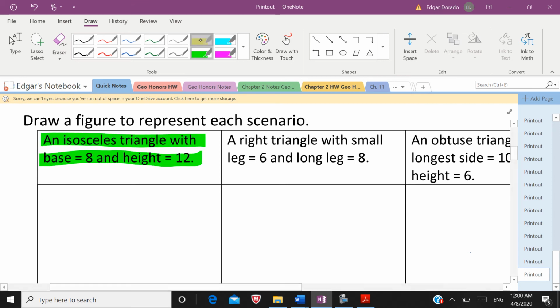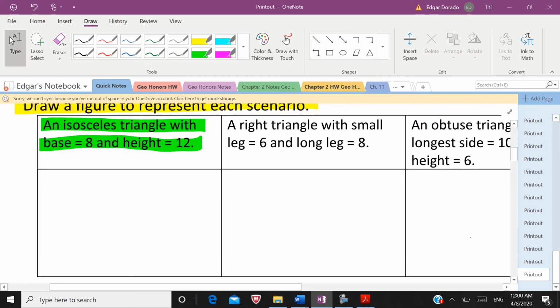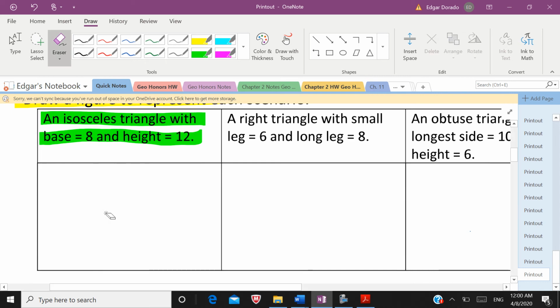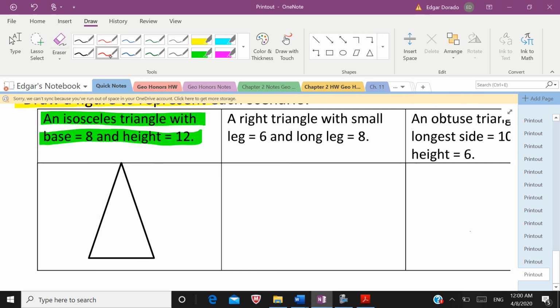So the directions say for this problem, draw a figure to represent each of these scenarios. So let's do that. The first scenario, they're asking us to draw a picture of an isosceles triangle with base of 8 and height of 12. So here is an isosceles triangle. Let me see if I can use my little tool here. Okay, that's not bad. Oh, let me do it a little better. There you go. I like that better. Okay, so that's an isosceles triangle.